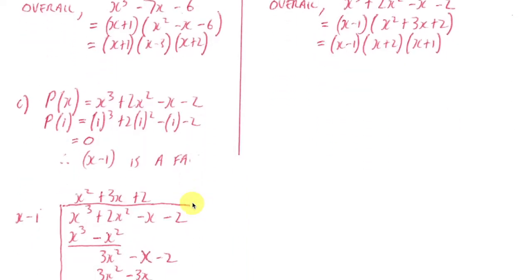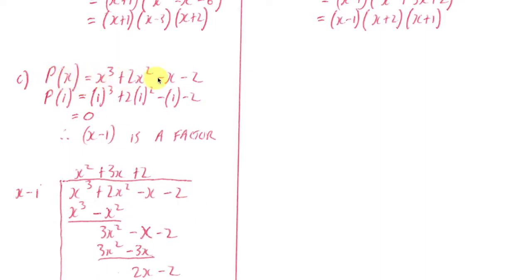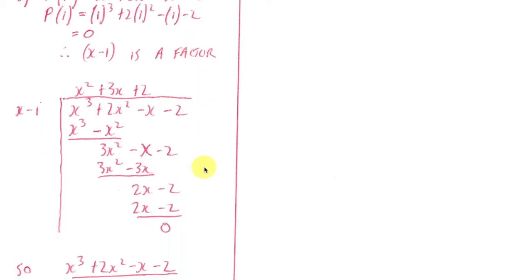For C, here's our polynomial, another cubic. If I substitute 1 into this particular polynomial, I'll get a 0. Therefore, I can say that x minus 1 is a factor. Again, long division, there's my cubic. I'm dividing by x minus 1, and I get a remainder of 0, and that produces this quadratic.